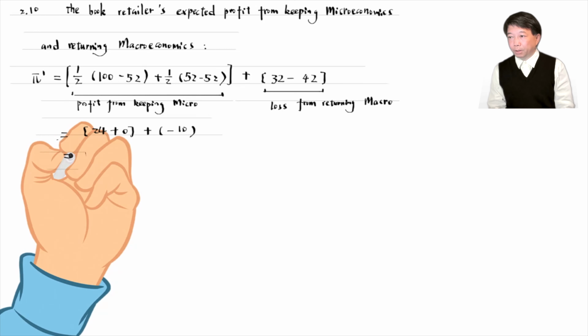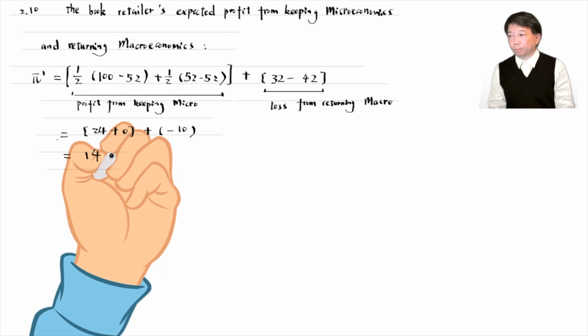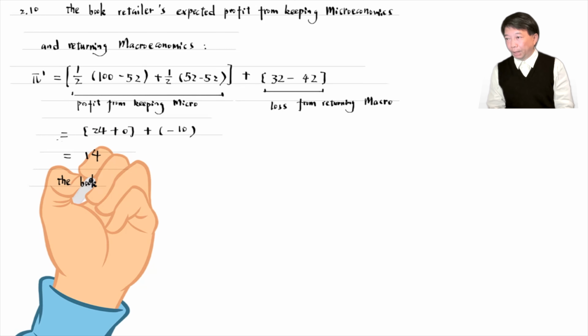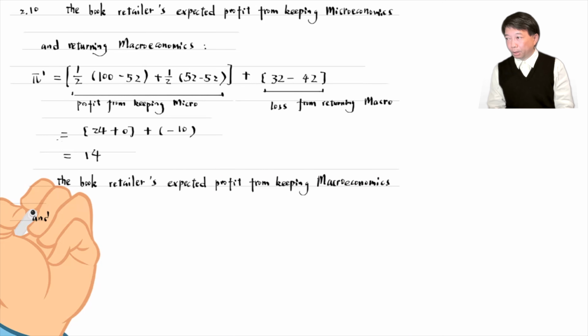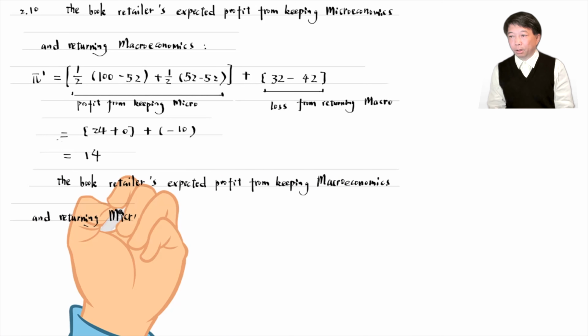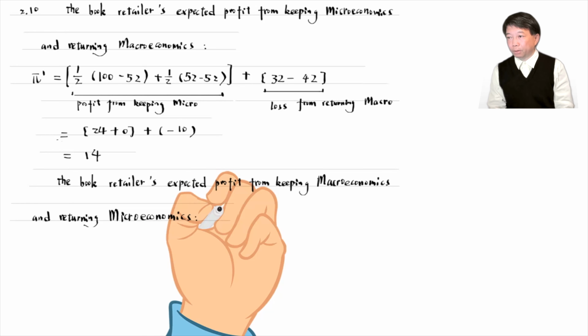The total expected profit is 14. Next, the total expected profit from keeping macroeconomics and returning microeconomics also contains two parts.